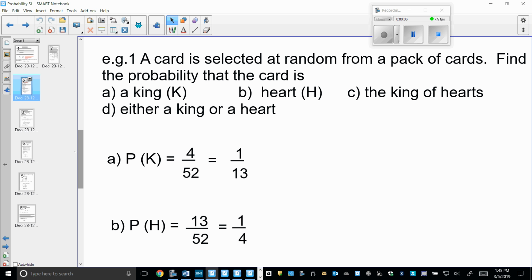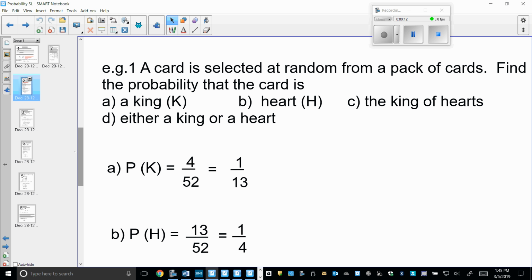Okay, so there were 4 kings out of 52, and that reduces to 1 over 13 if you wish. Next one is a heart. You've got a couple of choices here. You can say, well, there are 13 cards all with a heart on them out of a possible 52. You could have gone straight to the simplified version because you know there are 4 suits, and only one of those suits is a heart. So you could have gone straight to 1 over 4.